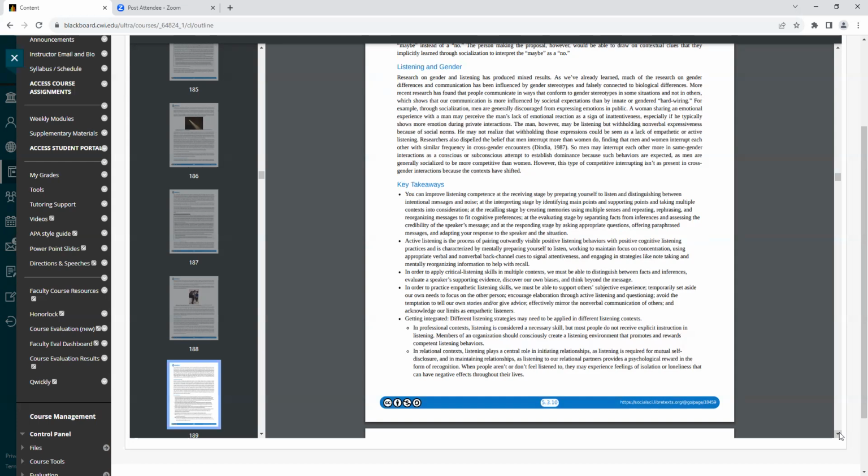Researchers also dispelled the belief that men interrupt more than women do, finding that men and women interrupt each other with similar frequency in cross gender encounters. So, men may interrupt each other more in same gender interactions as a conscious or subconscious attempt to establish dominance because such behaviors are expected, as men are generally socialized to be more competitive than women. However, this type of competitive interrupting isn't as present in cross gender interactions because the contexts have shifted.